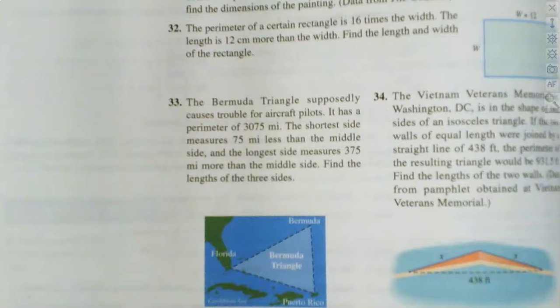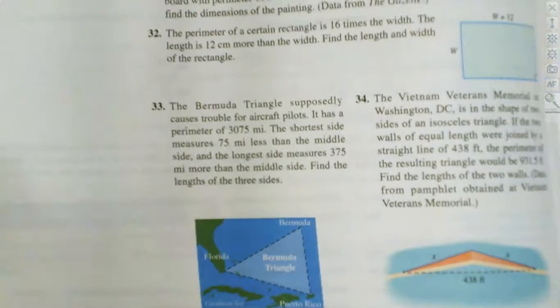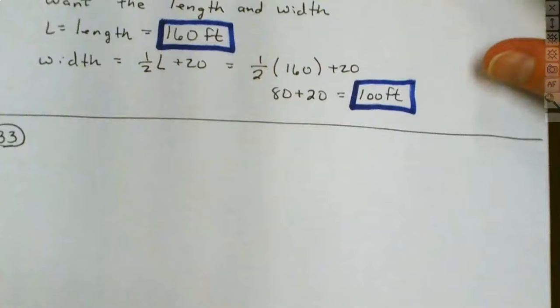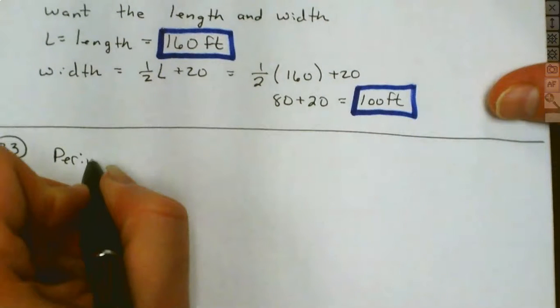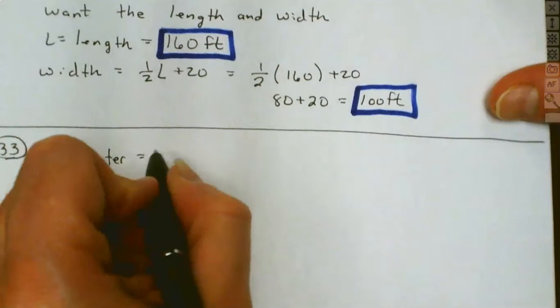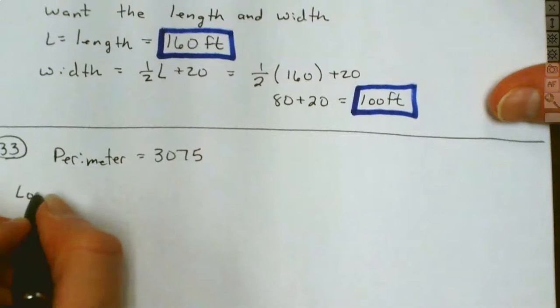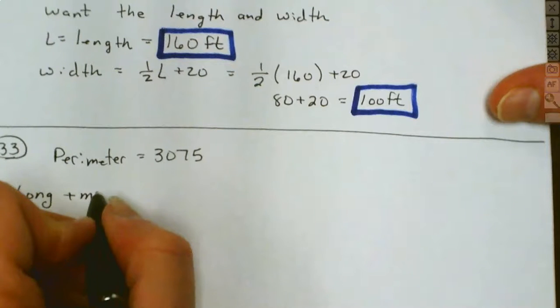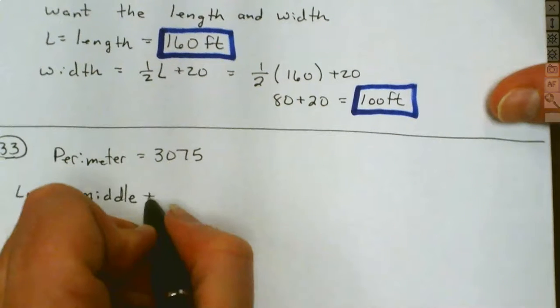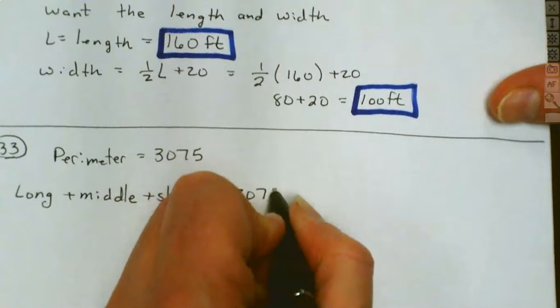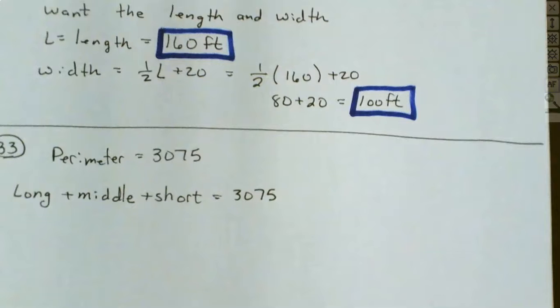So, a lot of information going on in this question. First thing we're going to look at is that 3075. Now, what is that 3075? That is your perimeter. So that's the sum of all the sides. And we're going to break that down into the longest side plus the middle side plus the short side. Because the triangle has 3 sides, and they're all going to be different. So that's what the perimeter is, adding up all the sides.